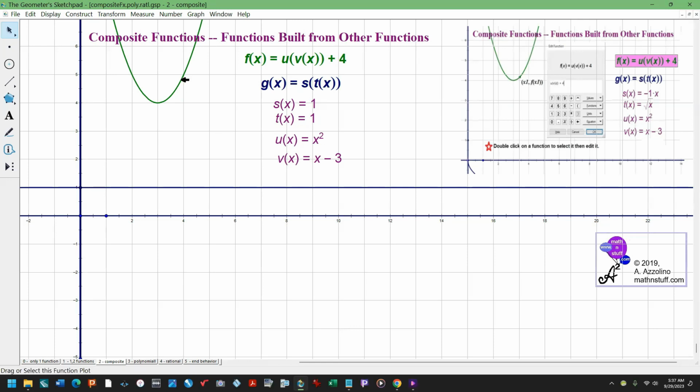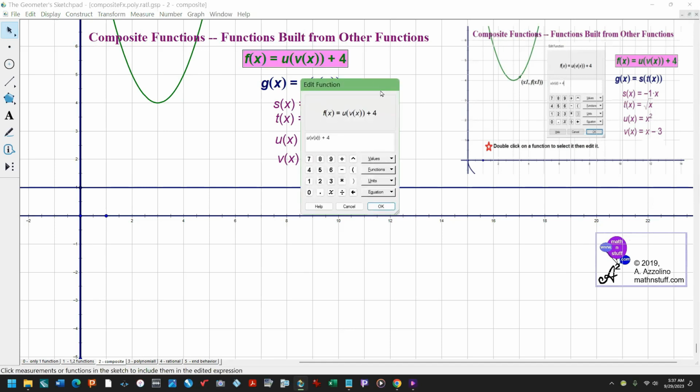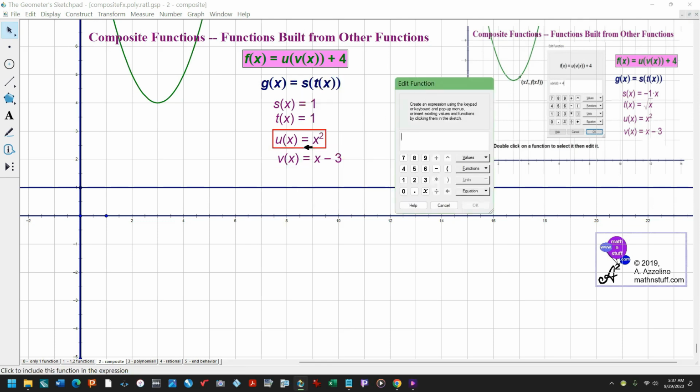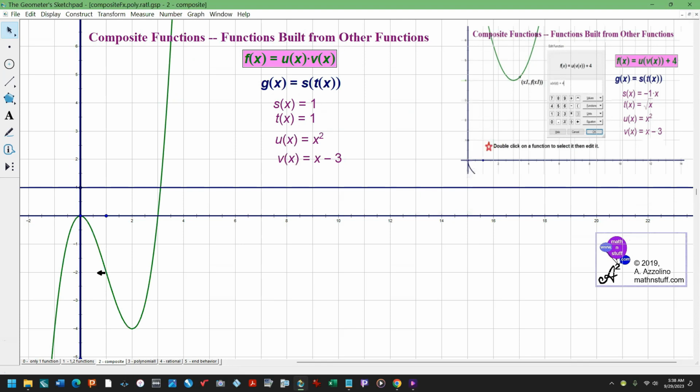Let's make the green one equal to u of x times v of x. We should get a parabola, a cubic. Bingo, here's the cubic. All I did was decide what I wanted the function to be.